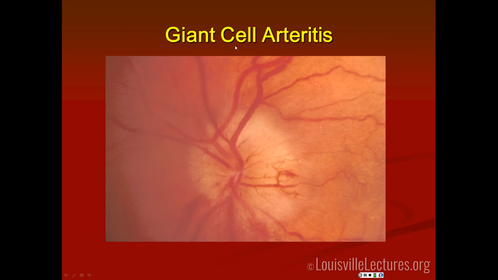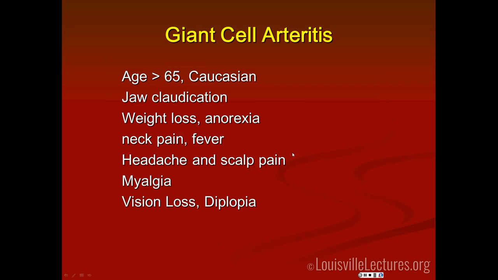Giant cell arteritis, this is one of the true ophthalmic emergencies that we worry about. If you guys ever get to see a patient with this and have a direct ophthalmoscope and you look at their nerve and it looks chalk white, it's described as a chalk white or pallid edema, disc edema. Not many things cause that, but GCA is one of them. So we always think, if they're greater than 65, Caucasian, jaw claudication, weight loss, anorexia, neck pain, fevers, headache, scalp pain, myalgia, vision loss, and diplopia.